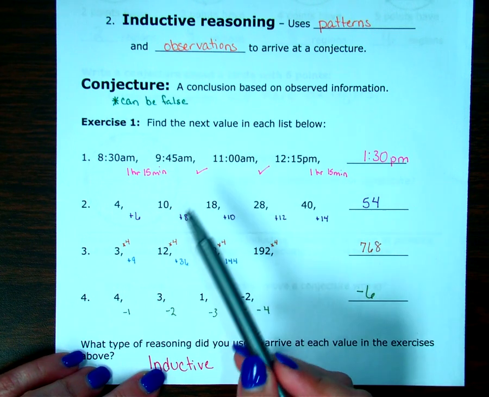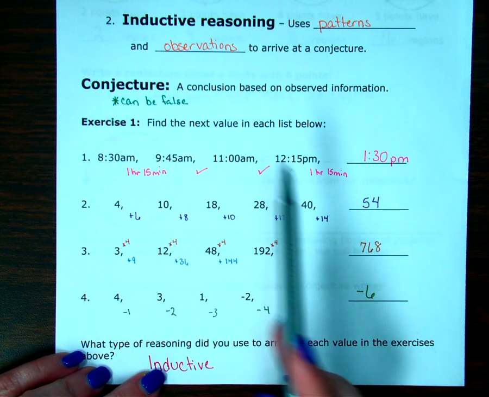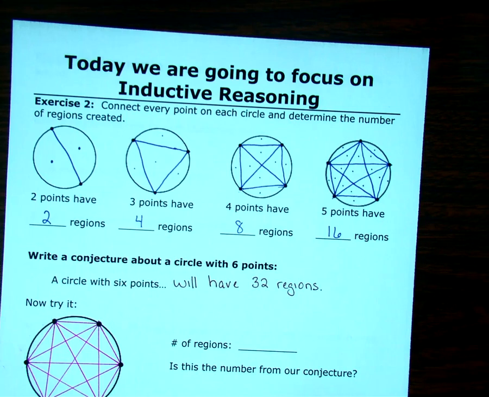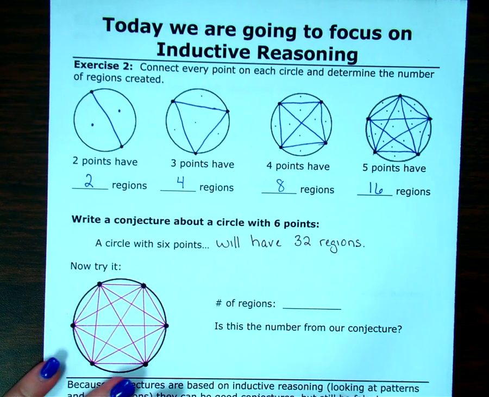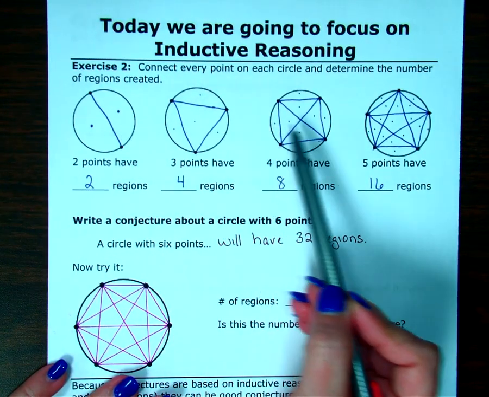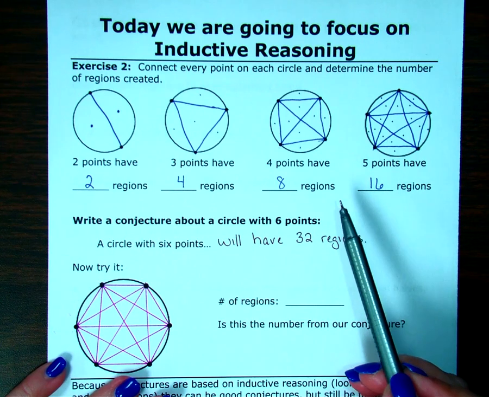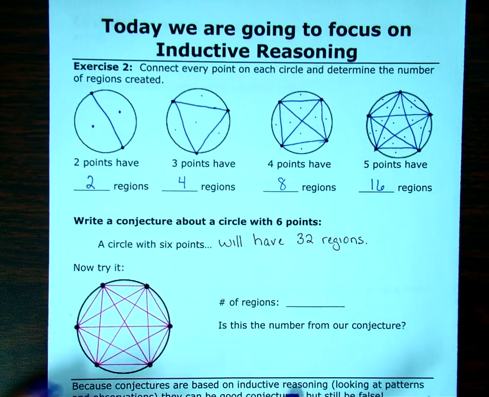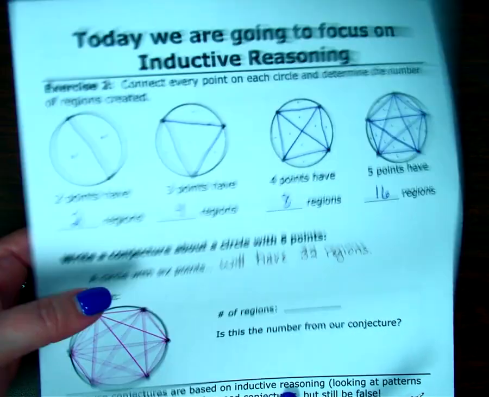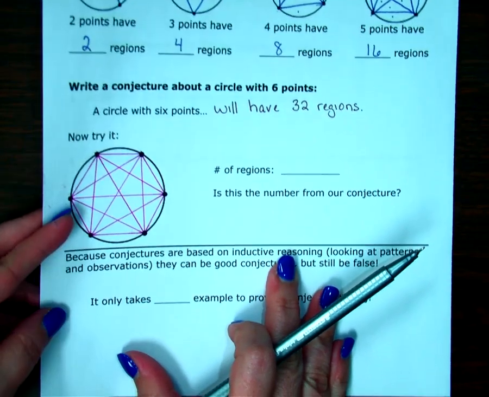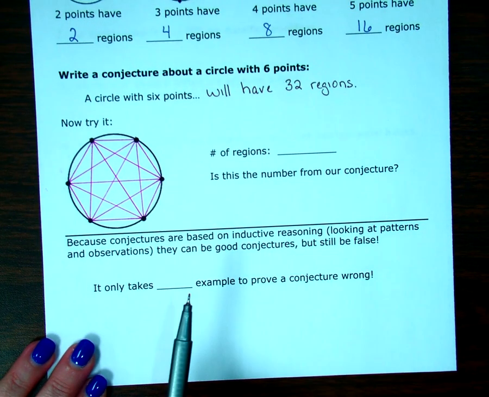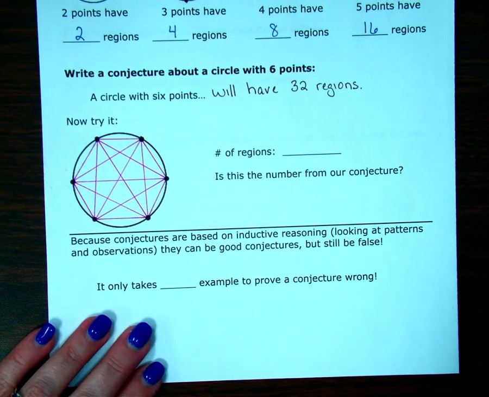So we wrote a conjecture on what we thought the next number would be based on our observations using inductive reasoning. And then we looked at an activity where we connected dots and looked at how many regions were formed. And then we wrote a conjecture about what we thought would happen if we had 6 points. Okay? And then during the break between the two videos, I went ahead and sketched my segments, and I made sure to use a ruler to have really good, accurate information.